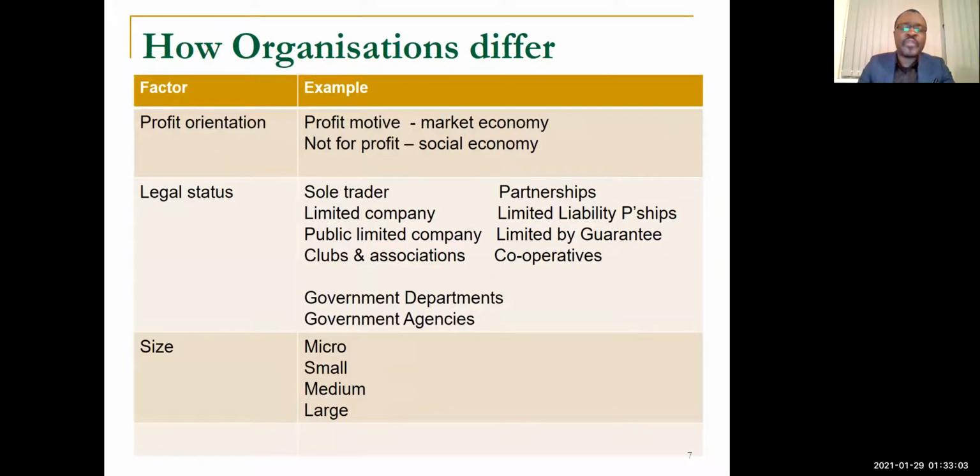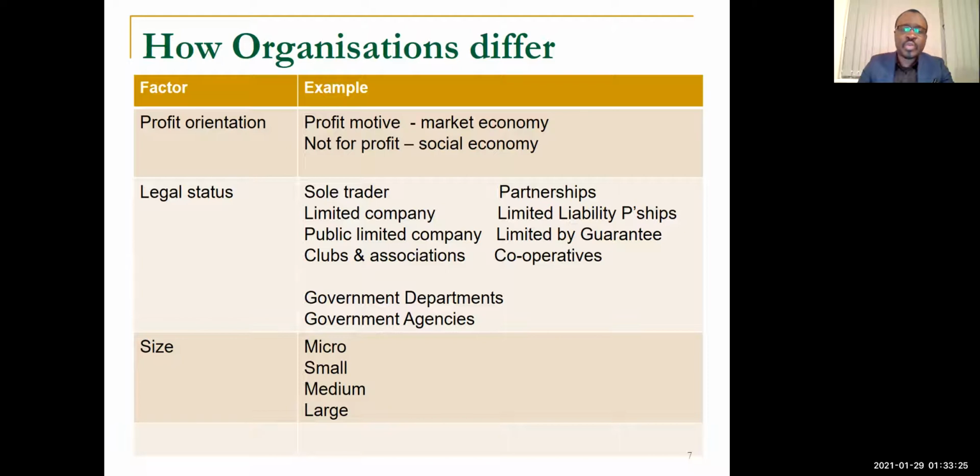Also, the profit orientation can tell us where to classify this organization. So if it is a classical market type economy firm, which looks at only profit maximization for shareholders, where do we classify them? But if it is a social economy type, which operates not for profit, where do we classify them?